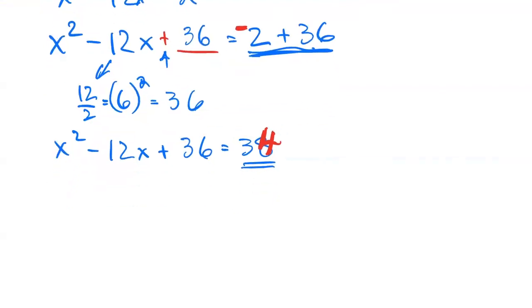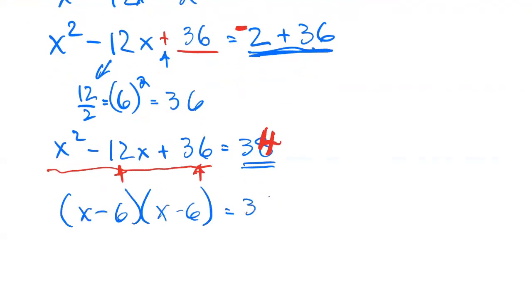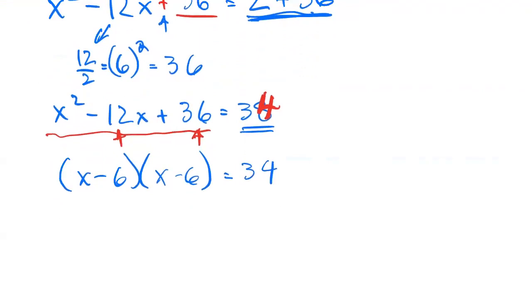Now we're golden. So now I look at this, I say, well, what does that factor to? I'm looking for two numbers that multiply to 36, add together to get negative 12. Hopefully you can see that that is x minus 6. x minus 6 squared is equal to 34. And then we continue to solve.